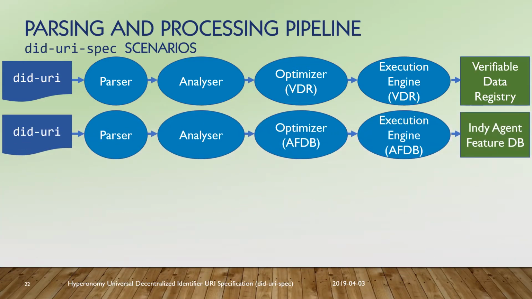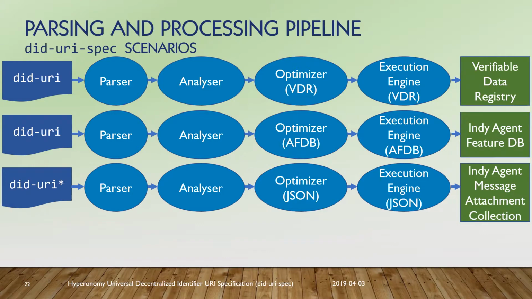One of the other examples that was talked about in the original did-uri-spec webcast was did-uris that are used to query or return a document that identifies the protocols or features that are supported by a particular agent. Following the same pattern, there'd be an optimizer and an execution engine that is specific to the agent feature database.